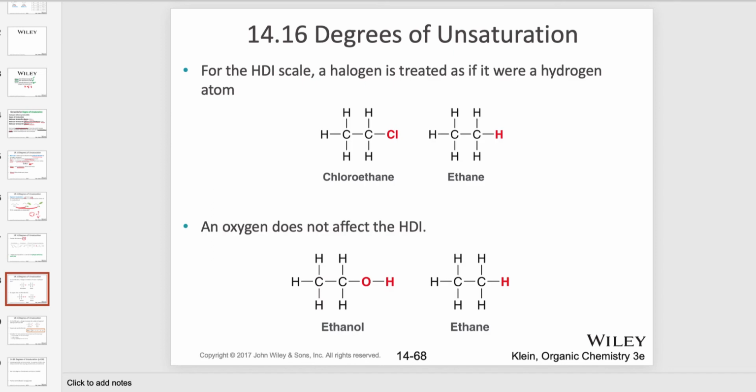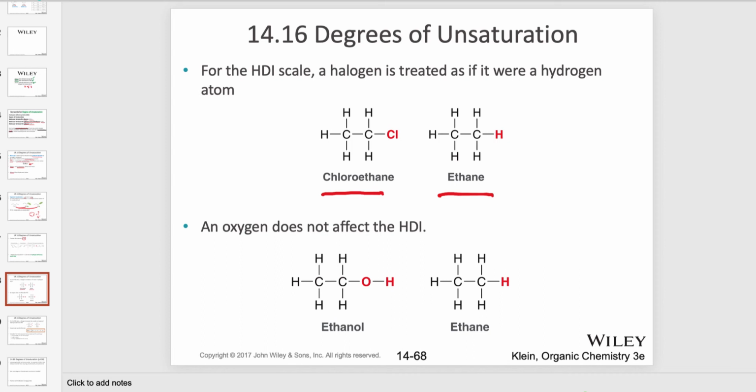Okay, so here is something else to point out. Depending on the types of atoms we have present, this hydrogen deficiency index has to take into consideration how the bonding patterns are changed depending on the atoms present. You can see that when we have a halide, this chloride, and compare it to ethane, basically the halide substituted 1 hydrogen in the molecular formula.